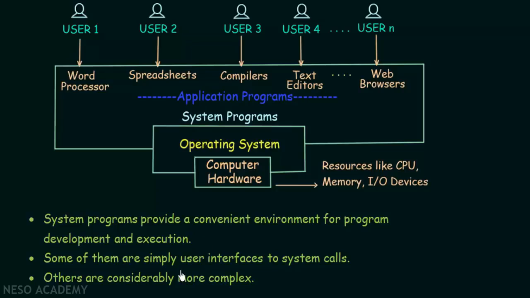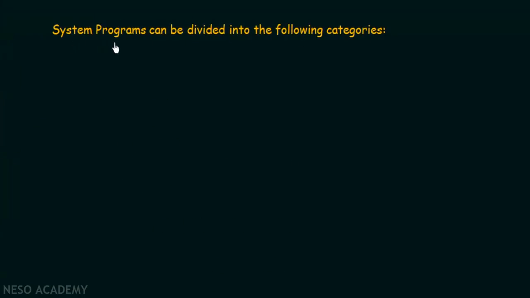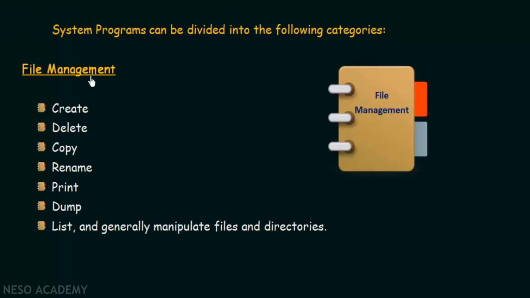You will understand this when we take the examples. Some of them are simple user interface system calls, while others are considerably more complex. Now we will see how we can categorize these system programs based on the kind of task that they perform. System programs can be divided into the following categories. We will see the categories one by one. The first one is file management. The system programs that help in managing your files fall under the category of file management system programs.